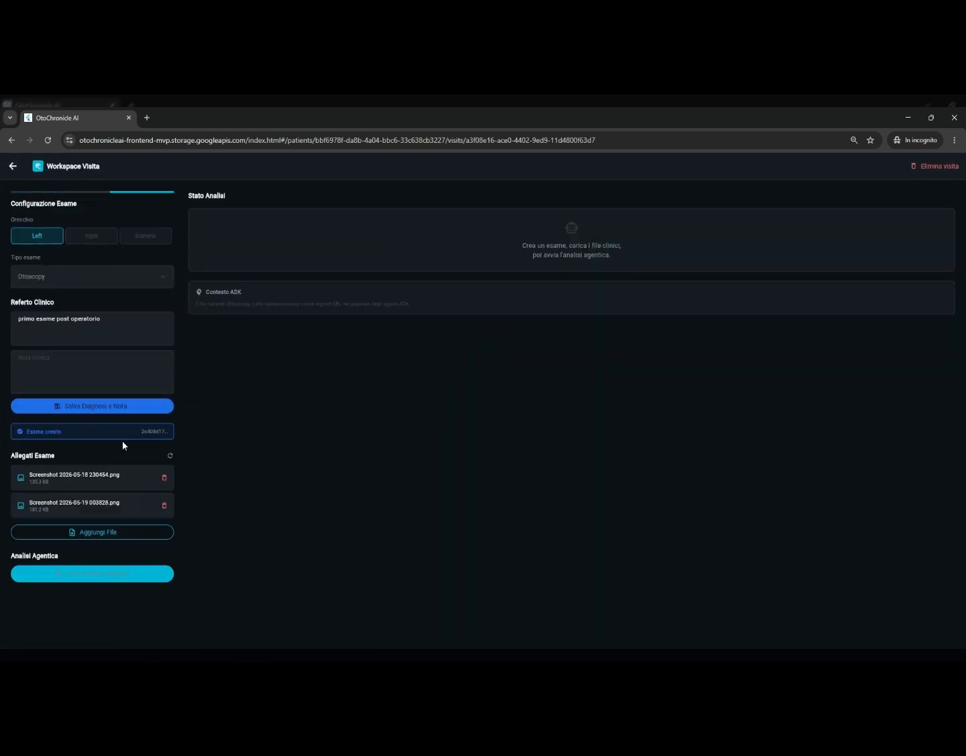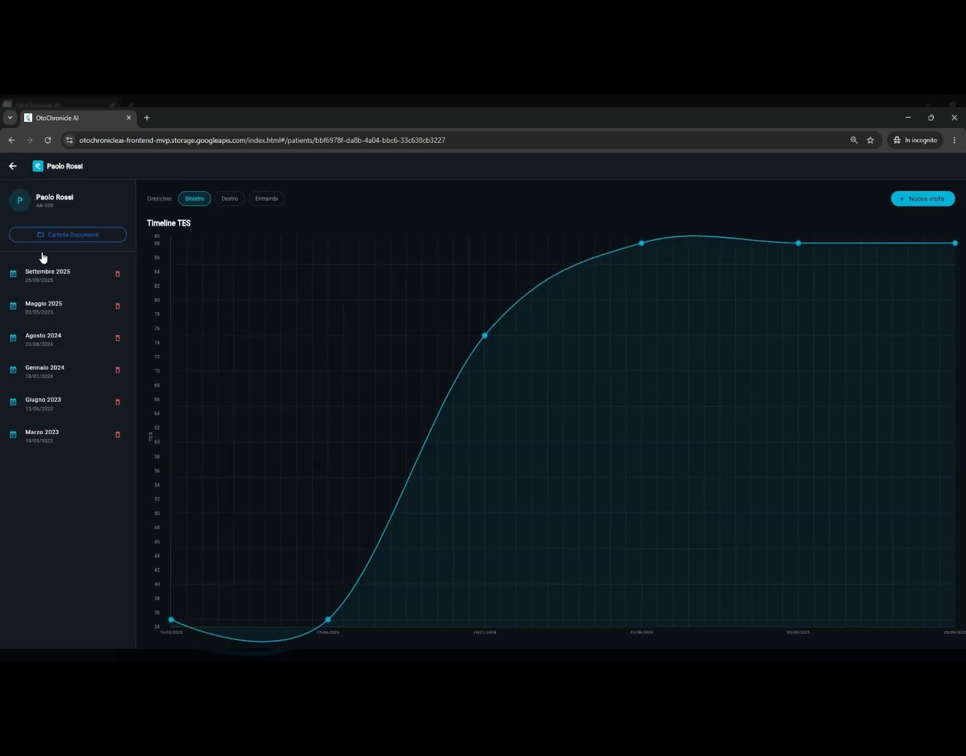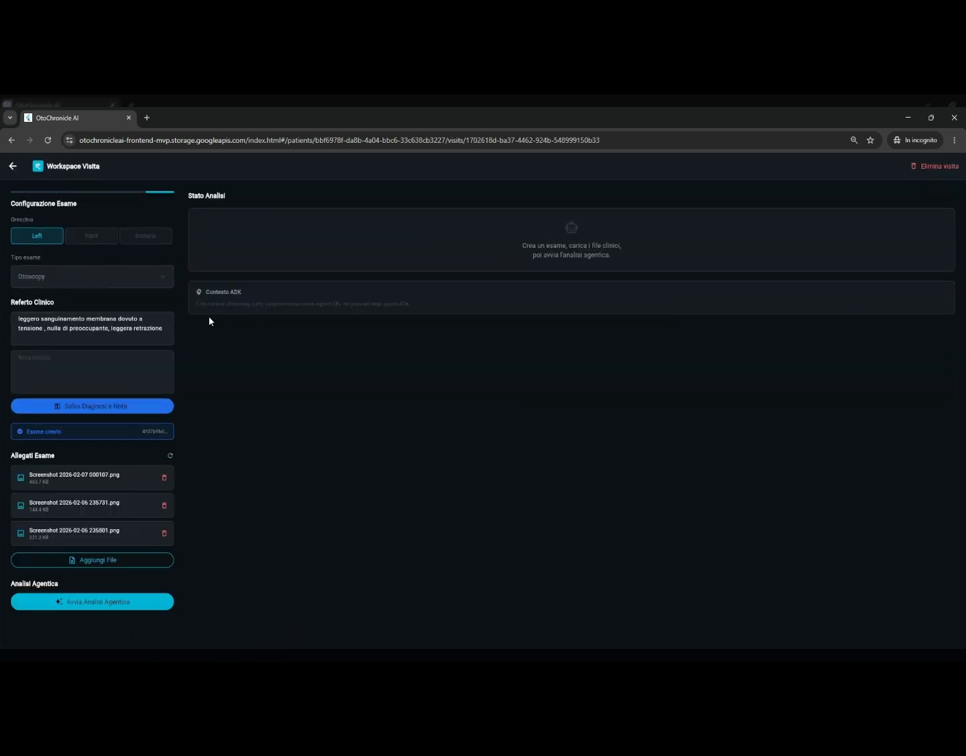Now the physician steps in, I can adjust the TS, write the correction reason, and the system records both the AI value and the final value. The chart updates in real time.